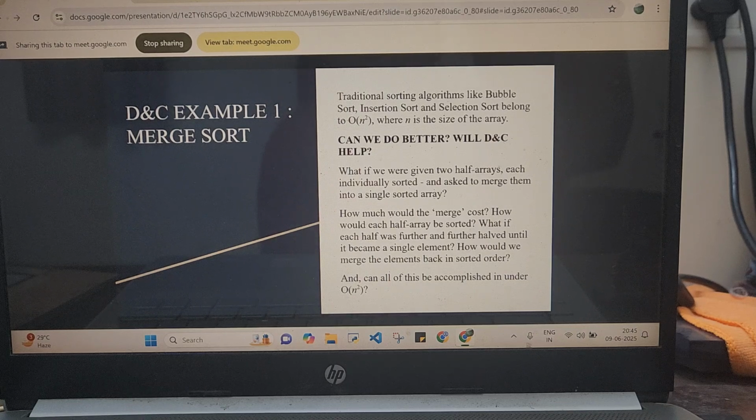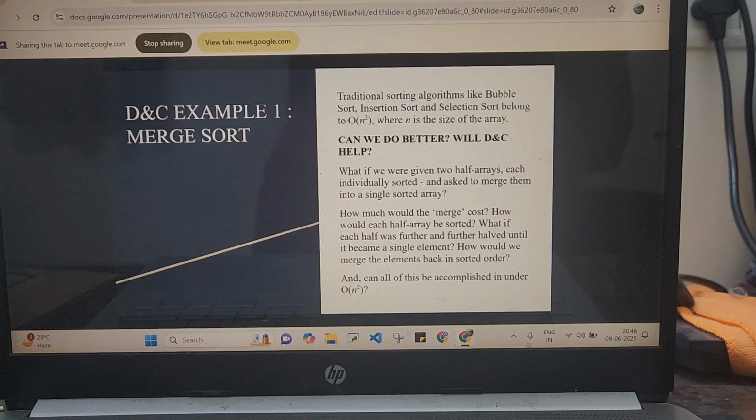So is it possible to do better? And if yes, is it possible to do better using divide and conquer? This is the question people had. So what if instead of one big array, you had two halves, two subarrays, left and right, for instance, and supposing that left and right were individually already sorted, like the elements of the left array within themselves are sorted, the elements of the right array within themselves are sorted. Now you just need to put these two together in such a way that the combined array is sorted.